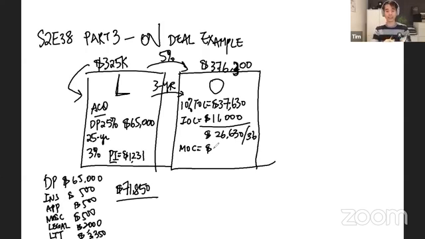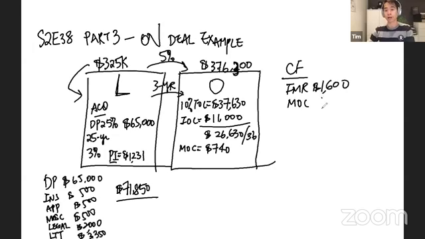So 26,630 divided by 36 months, we have 739.722. Let's just round it up to 740. So let's figure out what the cash flow would be in this case. Fair market rent, let's say in this market, is probably about 1,600 for a property like that. And then monthly option consideration. Again, these are all approximates.